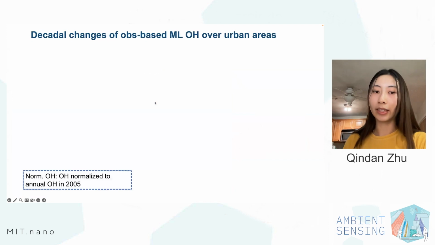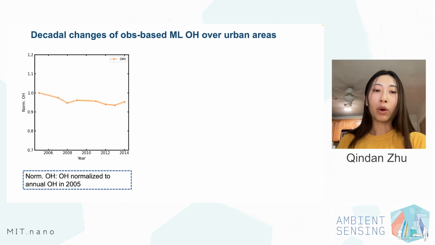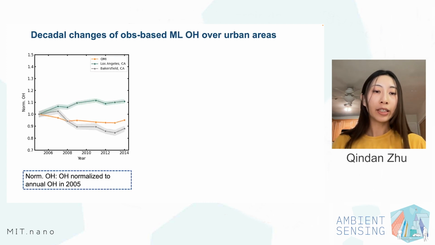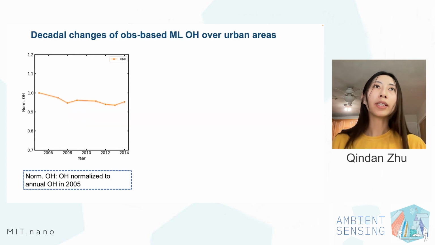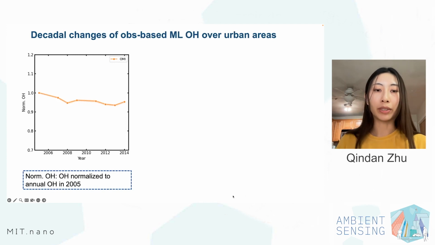Starting from these slides, I will just show the results based on these OH predictions from this machine learning model. First of all, I want to show the OH trends over these different regions. We notice that there is a slight decrease of the OH trends if we average all the OH predictions over these 49 North American cities, and the decrease is about 6% between 2005 and 2014.